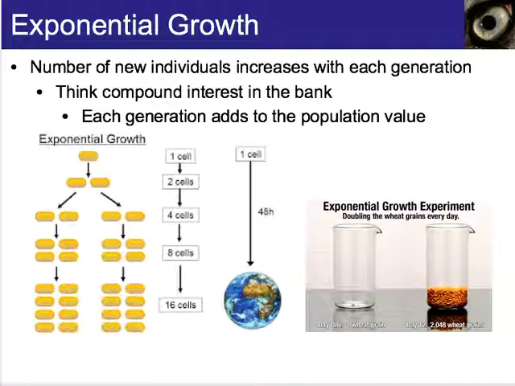Here are some really great examples. The number of new individuals increases with each generation. So here I'm showing you guys bacterial cells. Here's one cell. It's going to divide into 2 cells. Each of these 2 cells is then going to divide into 2 cells. Each of these 2 cells is going to divide into another 2 cells, and so on and so forth. And what you have is that each generation adds to the population, leading to exponential growth.